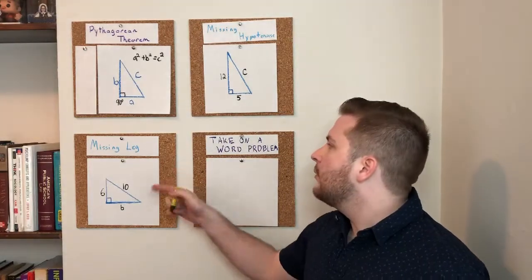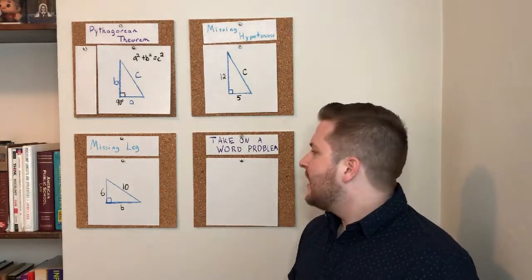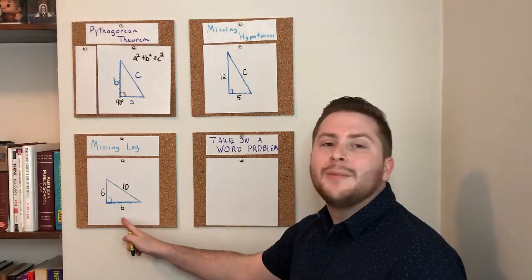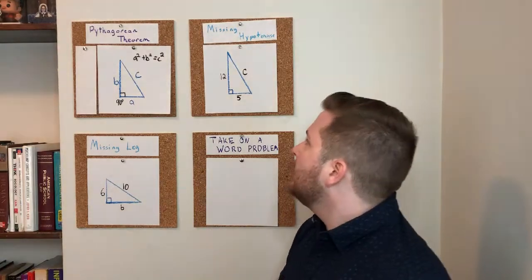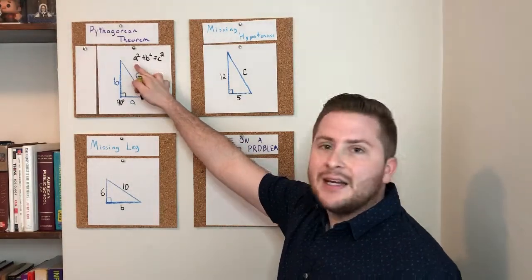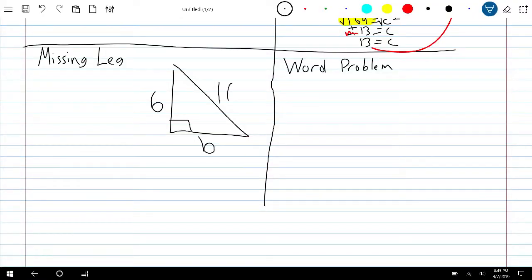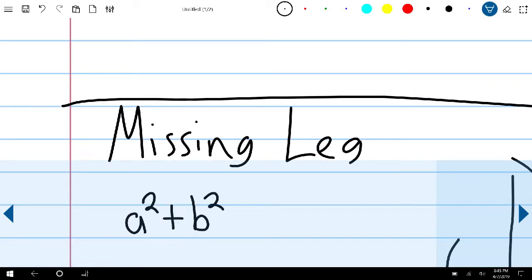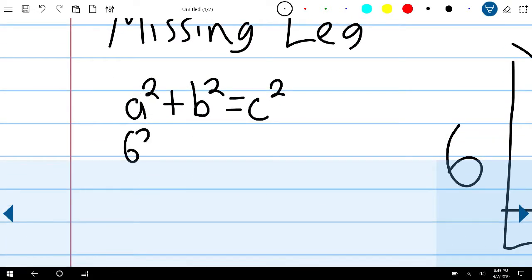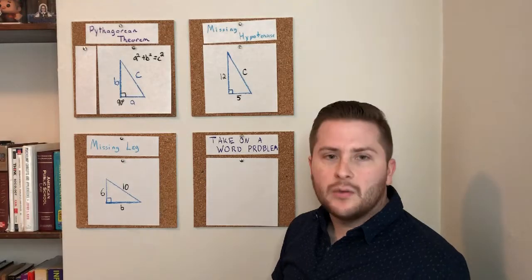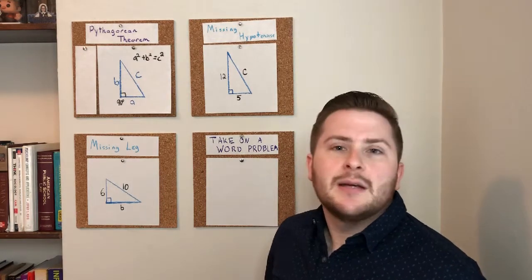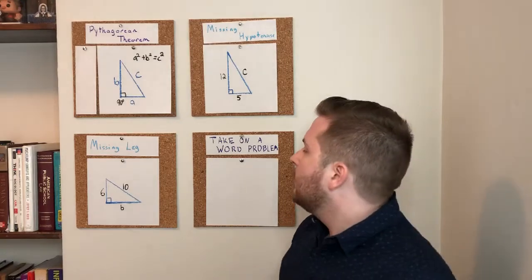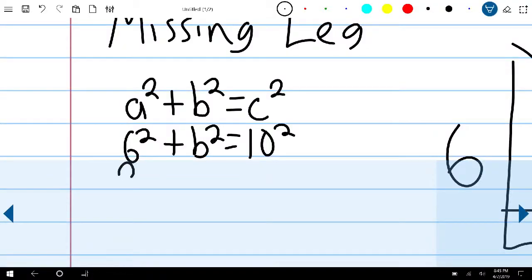So let's take a look at a problem when we are missing a leg. This time we're given an A, we're missing the B, and we're given the C in this case. So if we were to set it up, I would plug in 6 for my A, so 6 squared plus B squared, I don't know what it is, equals 10 squared. So right now I know in my head 36, 6 times 6 is 36, because that's what it would be if it was squared, and 10 squared is 100.